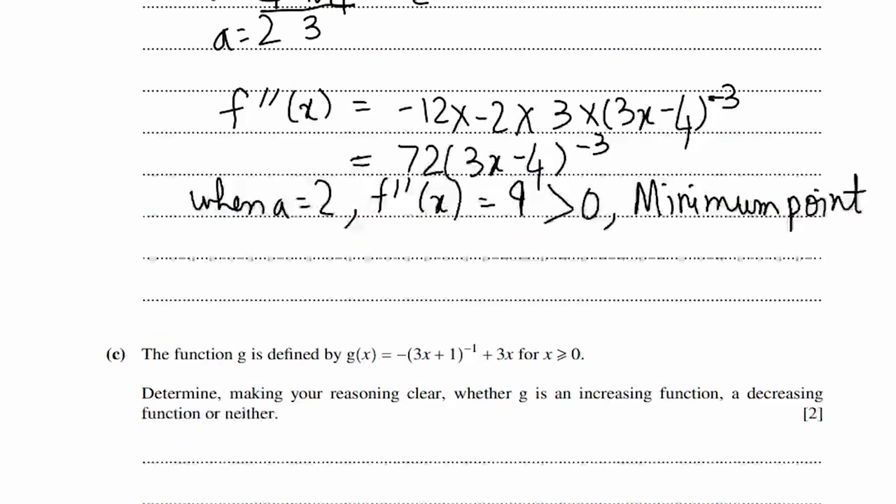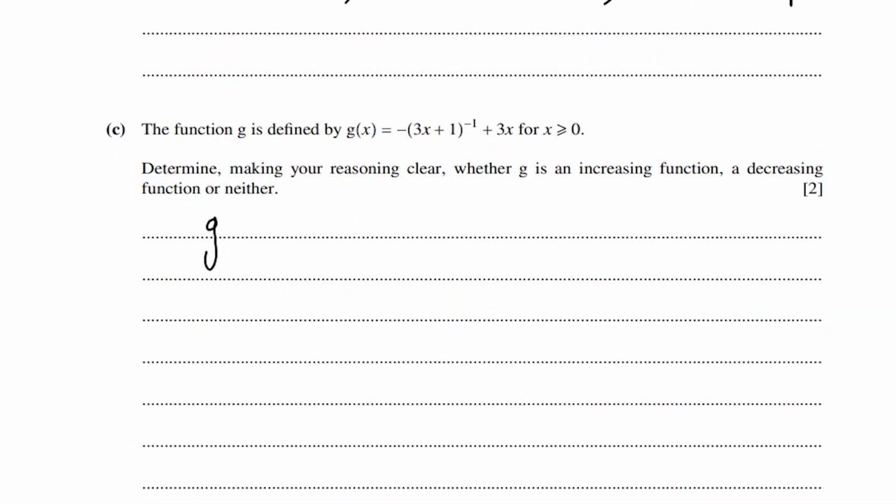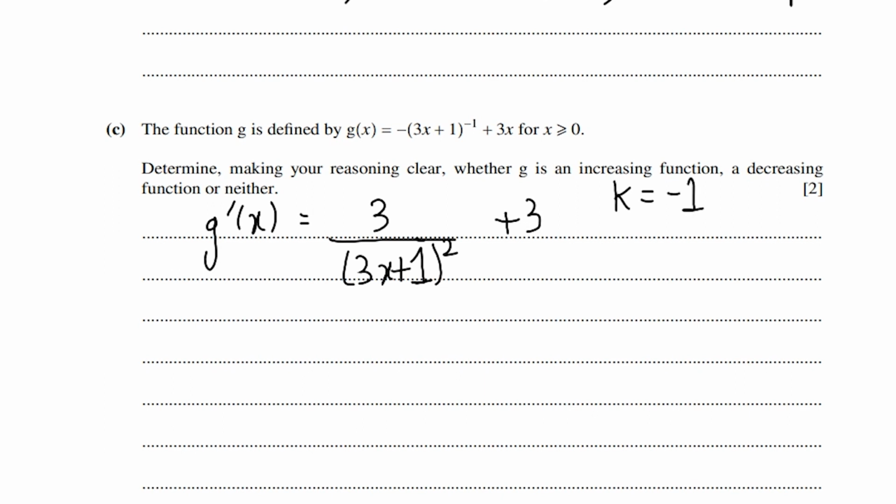So we can write that g'(x) is equal to minus 3 multiplied by minus 1, which is 3, upon (3x plus 1) raised to the power 2, plus 3. So we used minus 1 as the value of k, and we got this as our answer when we differentiated g(x). And we are told that x is greater than or equal to 0. Now you can see that when x is greater than or equal to 0, the denominator of this fraction will always be positive, and obviously plus 3 will remain plus 3.